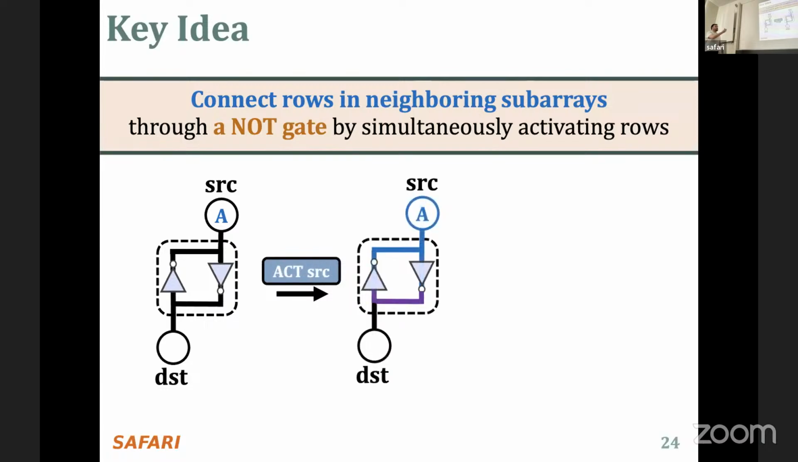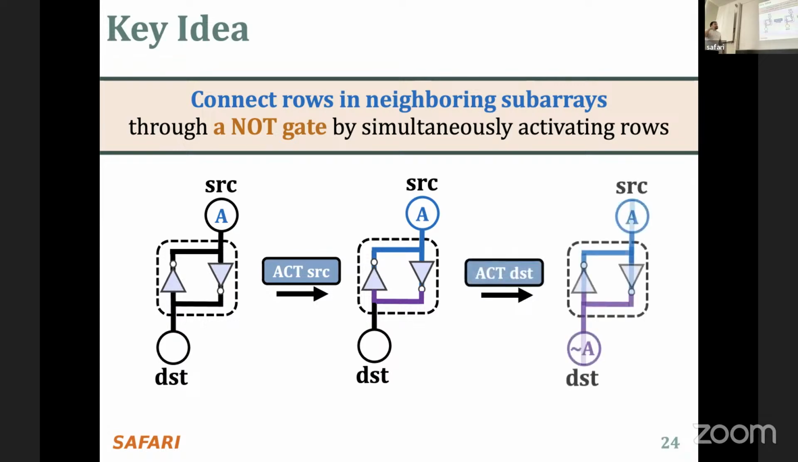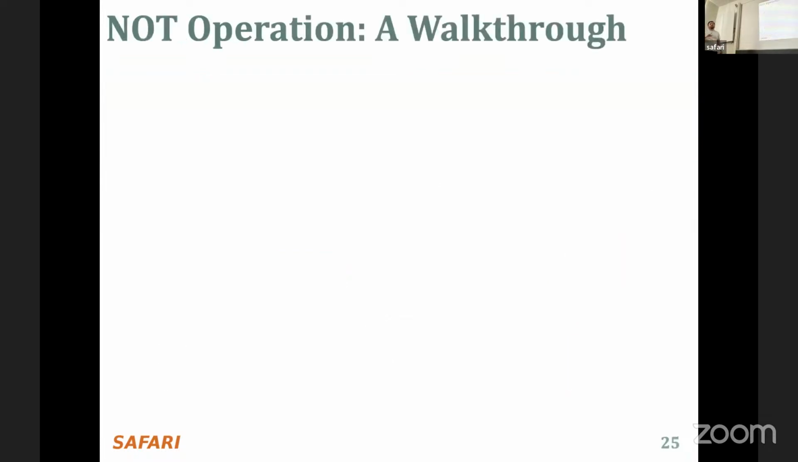So we will first activate the source, which will drive its charge from the voltage value of A to its bit line, and we activate the destination without deactivating the source. What happens is the negated voltage value, due to this NOT gate: the destination will store that negated voltage value of A. Let me give you the lower abstraction level voltage.